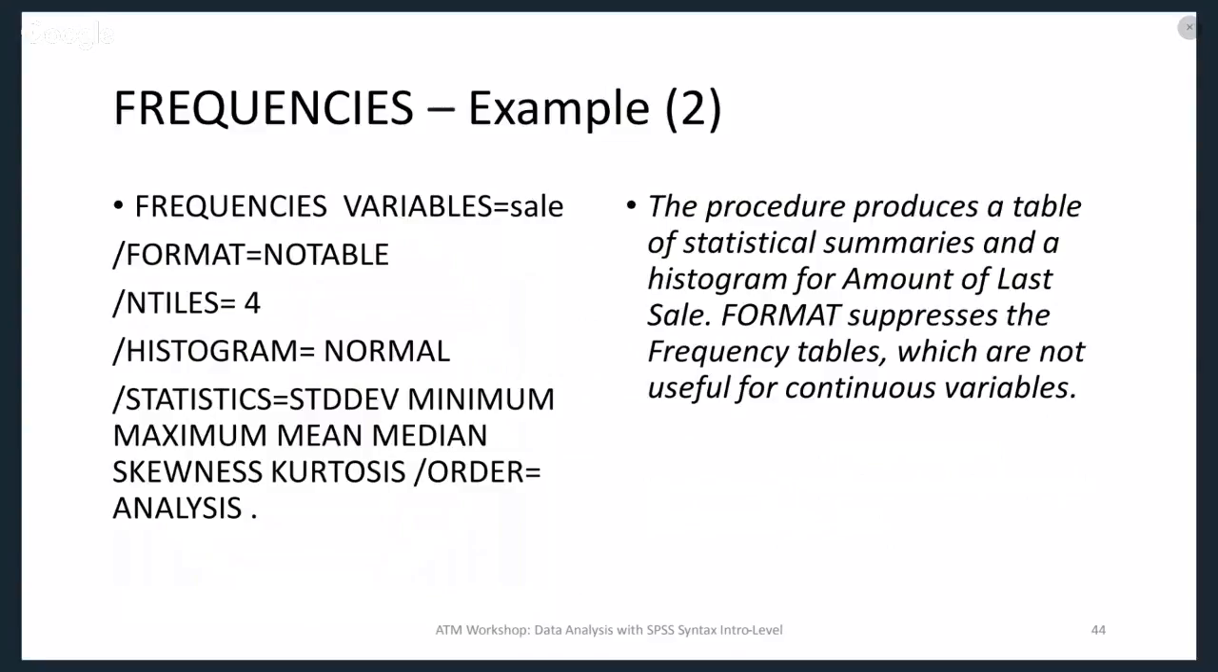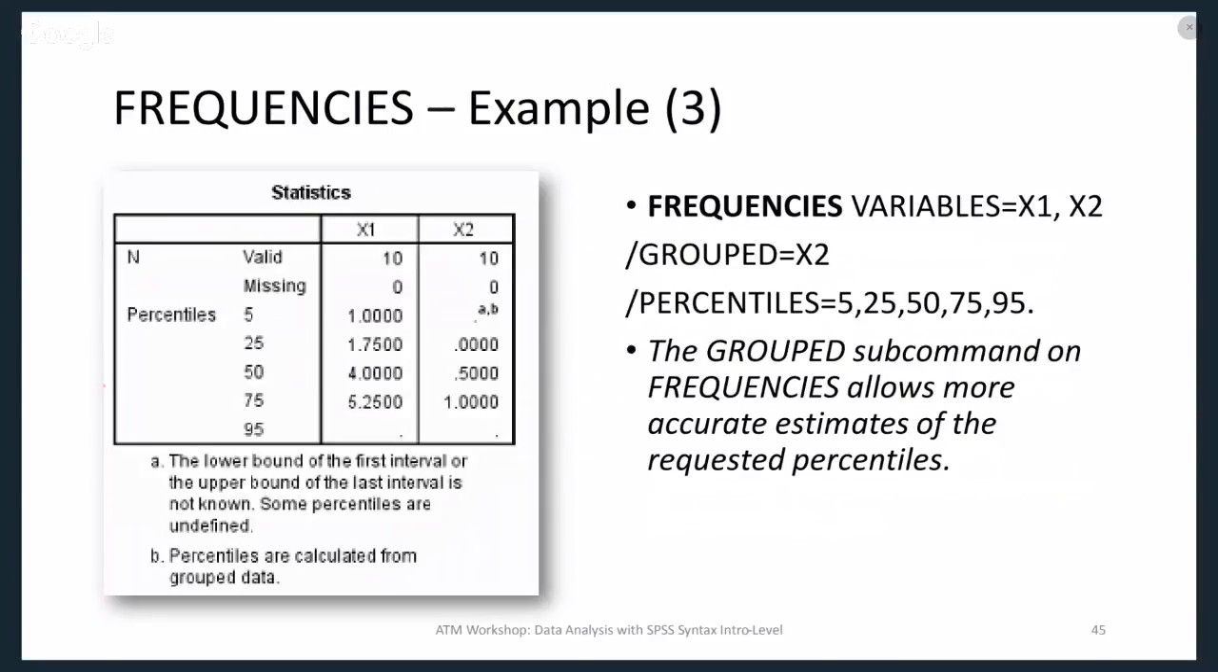Then number of tiles, the 4 tile. And then slash histogram: I need a histogram with a normal curve. At the same time, I also need descriptive statistics: standard deviation, minimum, maximum, mean, median, skewness, kurtosis. And slash order analysis doesn't give you anything in particular, but dot. Don't forget that dot. If you run it, SPSS will give you a nice analysis. So you modify this, and then you will get this kind of analysis.